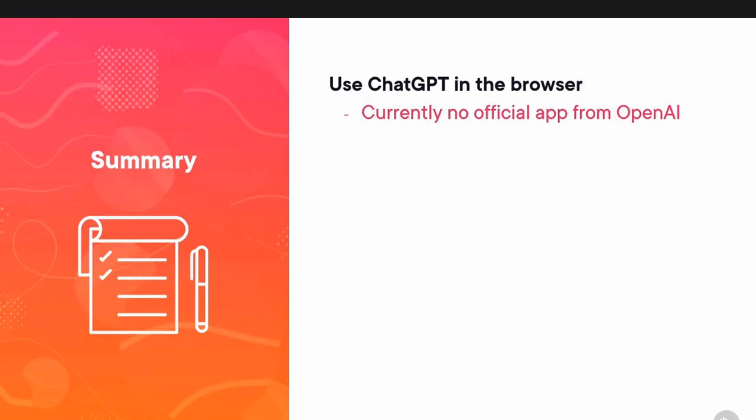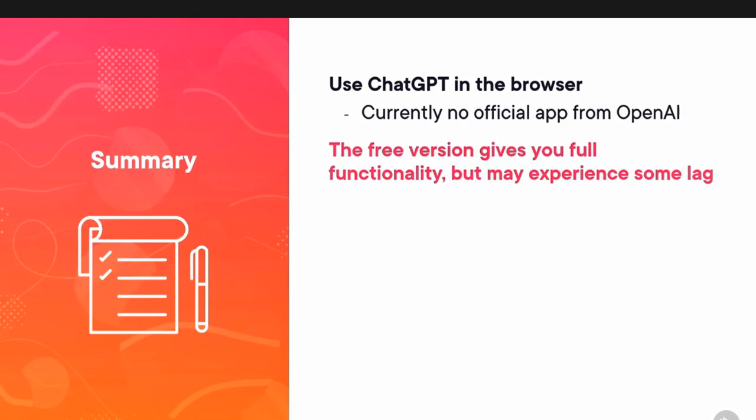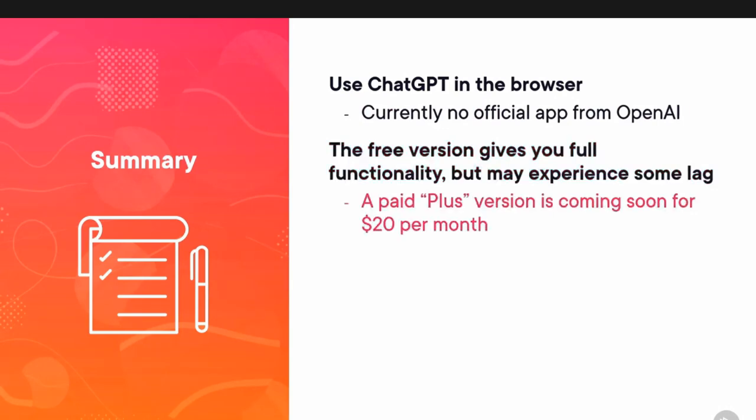Okay, let's quickly recap the important points we've covered before we move on. Using ChatGPT is really quick and easy to do in your browser. Just go to chat.openai.com. At the moment, there's no official app from OpenAI, though you will find lots of third-party apps out there. The free version gives you full functionality, though you may experience some lag at times. A paid plus version is coming soon for $20 per month, and it should make that better.